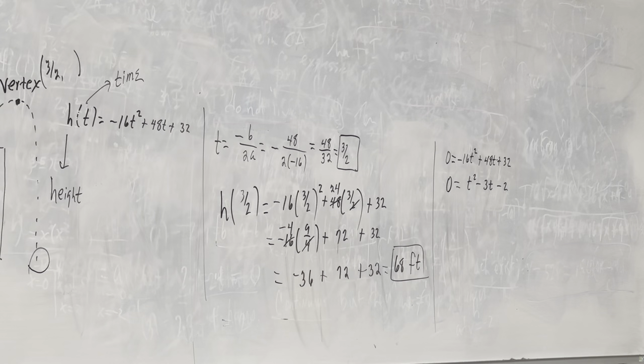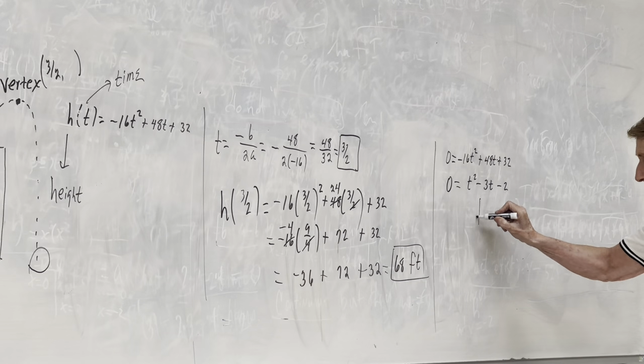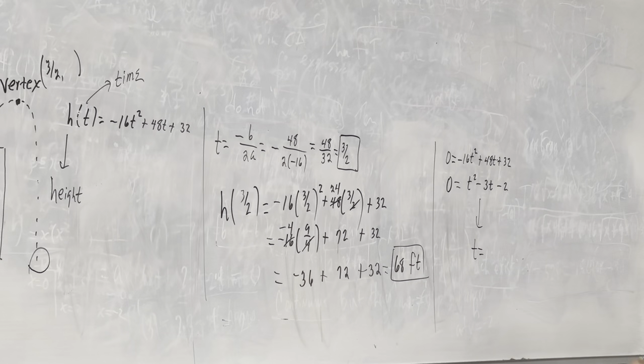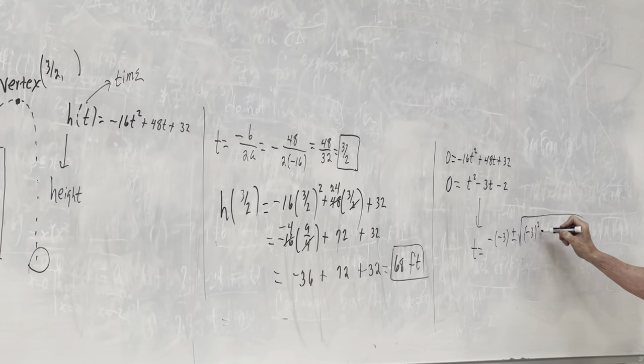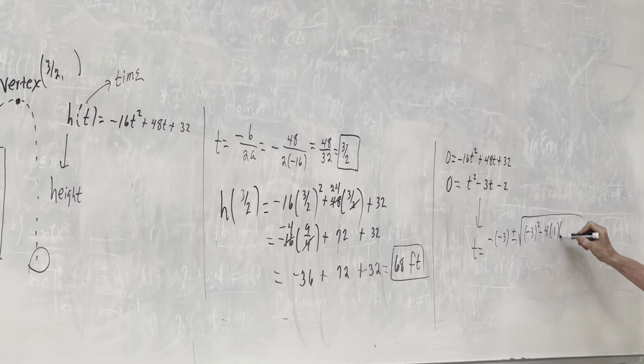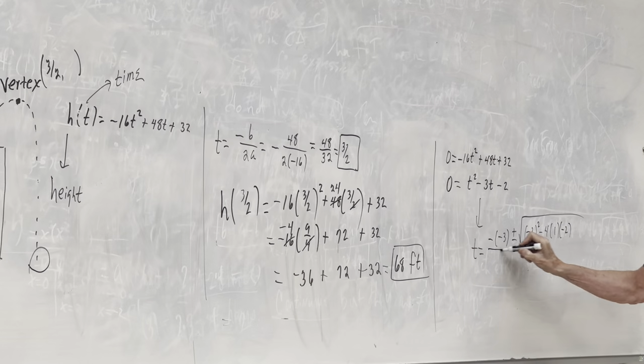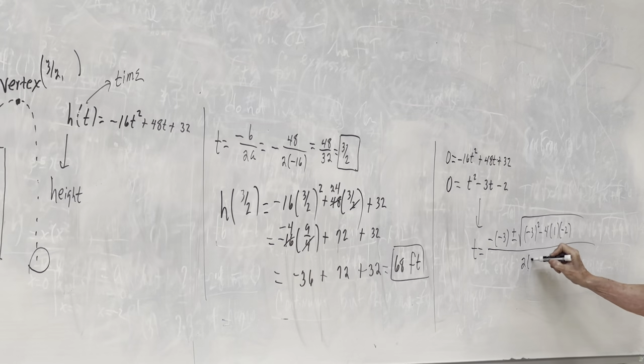I will tell you ahead of time to save a little time, it will not factor. You can try to factor, it's not going to factor. What other methods do we have? Quadratic formula, completing the square, all that business. I'm going to use the quadratic formula. Now, this is t, not x. Quadratic formula: negative b, negative 3, plus or minus the square root of b squared, negative 3 squared, subtract 4 times a, which is 1, times c, which is negative 2, all over 2 times a, 2 times 1.